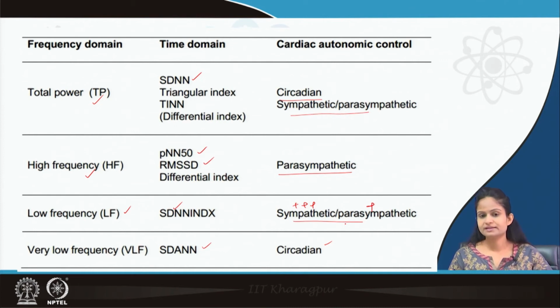Which branch of the autonomic nervous system, whether it is the sympathetic branch or the parasympathetic branch, is giving rise to the particular power or frequency that has been shown.